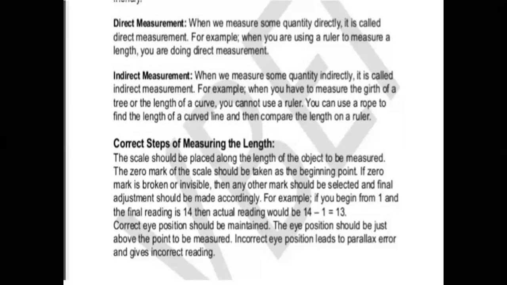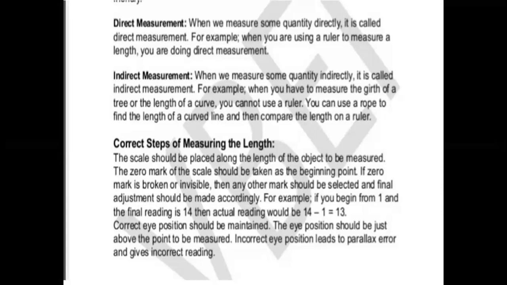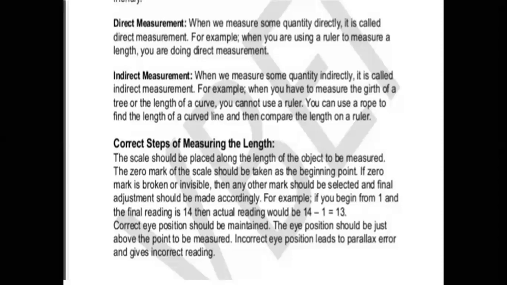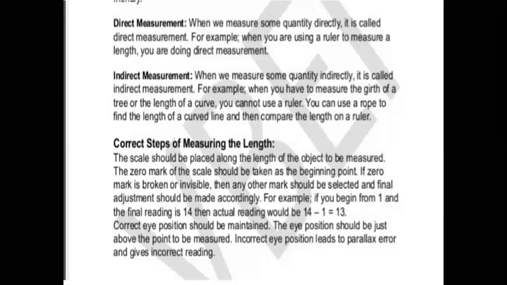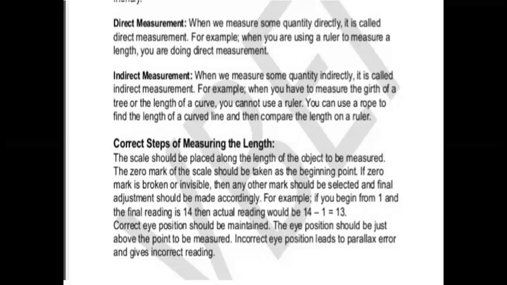So if we talk about measurement, there is direct measurement and indirect measurement. Direct measurement is when we measure some quantity directly, for example, using a ruler to measure a length. Indirect measurement is when we measure some quantities indirectly. For example, when we have to measure the girth of a tree or the length of a curve, you cannot use a ruler. You can use a rope to find the length of a curved line and then compare the length on a ruler. That is indirect.